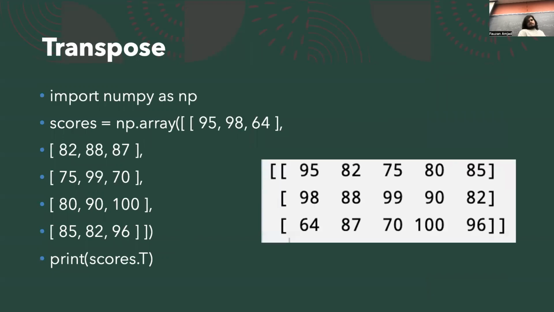And then finally, this is the last slide. If you want to transpose data, you can simply do scores dot capital T, the name of the NumPy array dot capital T, and that will transpose the array for you. All right, so those are all the slides that we've done up until this point in recitation.